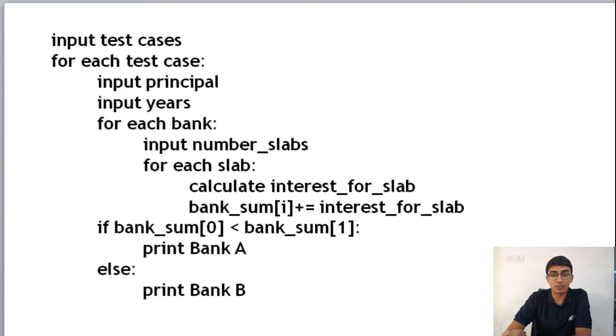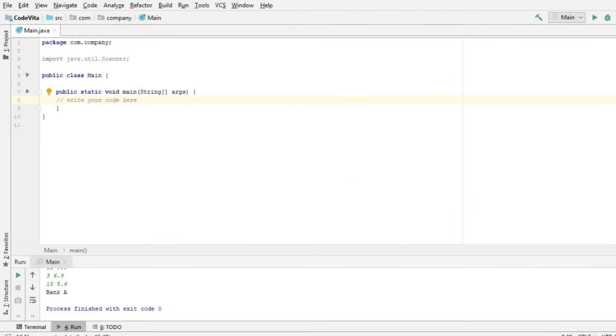And we'll keep coming back to the pseudocode one by one. The first thing that we need to take care of is we have to input the test case, and for each test case we should input the principal and the input years. So let's get started with that. I'm just going to shift to my IntelliJ IDE. Okay, so here we are.